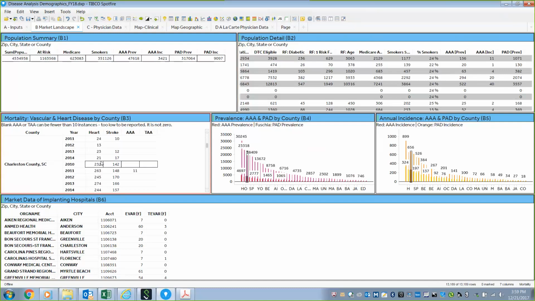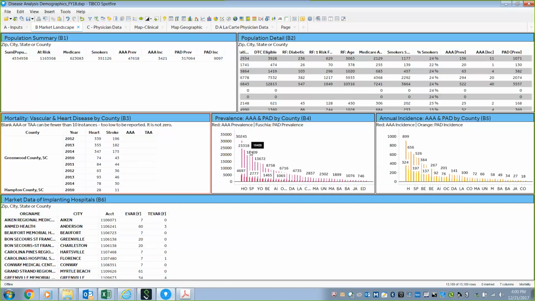Charleston County, you're in the 200s as far as heart attack deaths and 150 or so for stroke deaths annually. And in this case, you can also see that because we're over 10, this data point for AAA was counted. And you see that in that year they had 11 deaths, okay? Just because it's blank, don't assume it's empty. It's not that it's empty, it's that it's not over 10, okay?